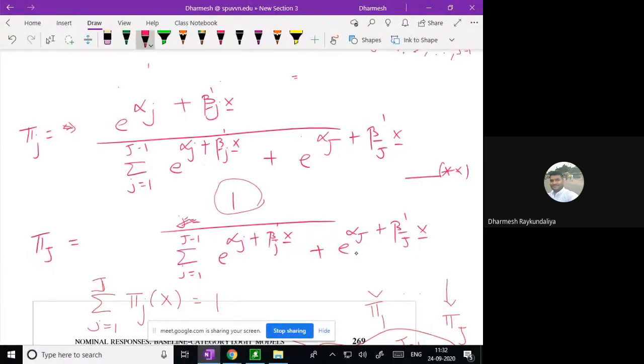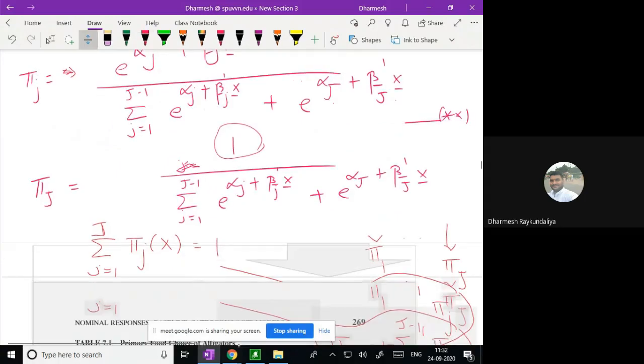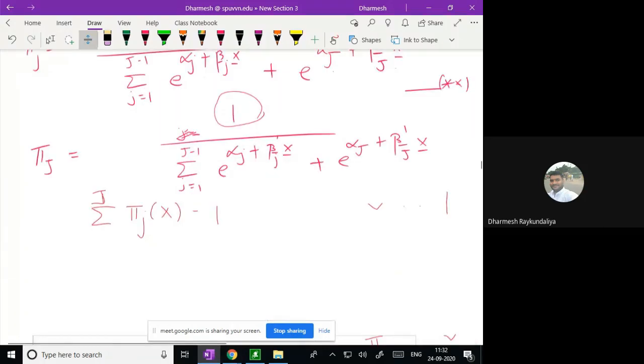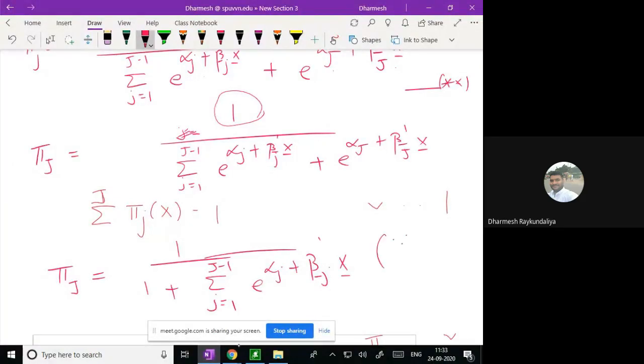Okay, yes. So this means this has become 0, this also became 0, so e power 0 is what? 1. So can I write pi j is equal to 1 upon 1 plus summation j equal to 1 to capital J minus 1 e raised to alpha j plus beta j dash x. Why? Because alpha capital J is 0 and beta capital J is also 0. We can write, right? Yes, sir.